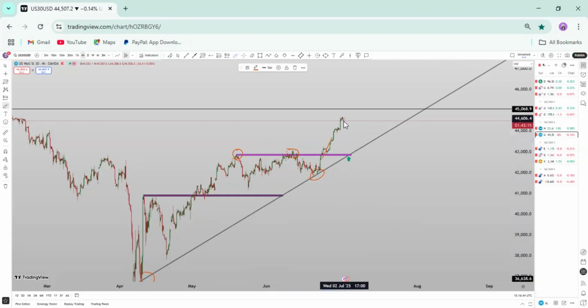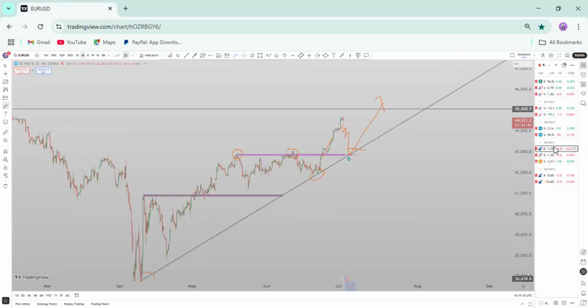Now, what I want to see on US 30 is a retracement to this area. Then it will give me a good position to buy US 30. But for now, I want to see US 30 doing some pullback to this area of support, or now area of resistance which turned to support. If the market comes to this area, that's when I will start looking for a position on US 30.